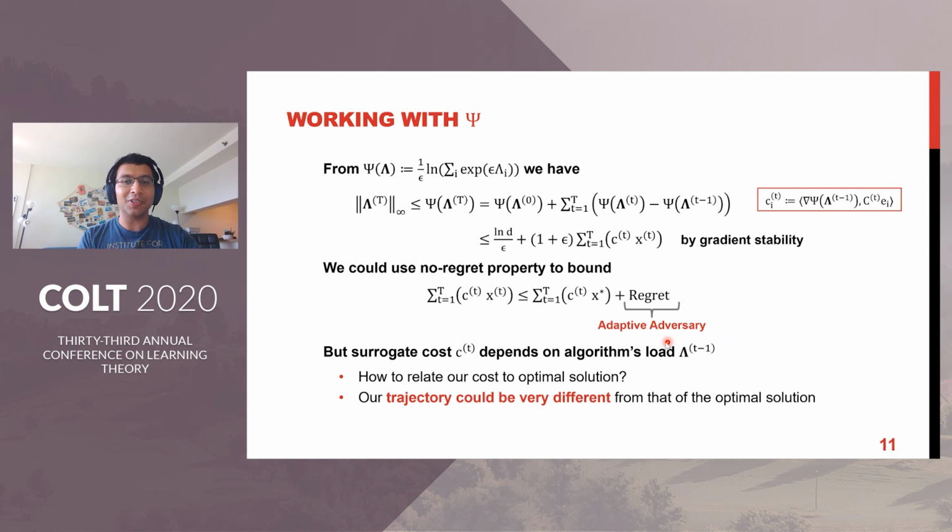The bigger challenge is, why does this surrogate problem, these surrogate costs that I've defined, have anything to do with the optimal solution? Because the optimal solution might be taking a very different trajectory. It need not be taking what your algorithm's load is right now. It could be very different. Why does it have anything to do with what your algorithm is doing?